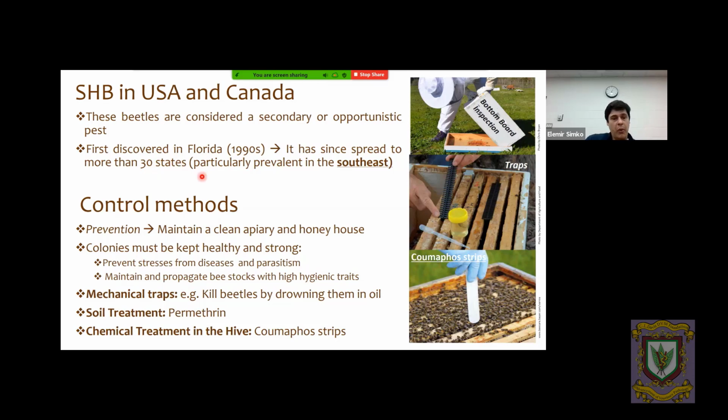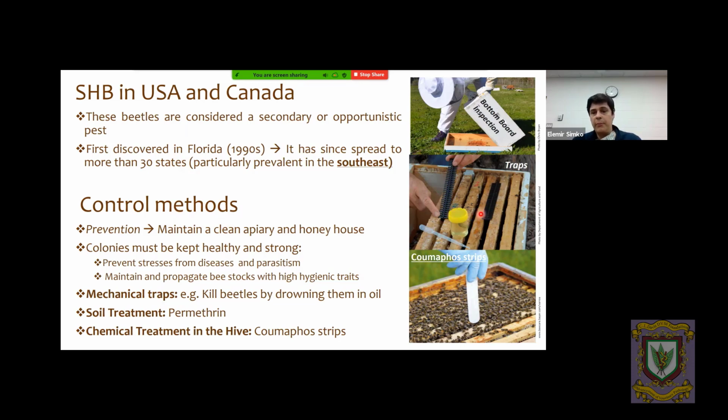So prevent any possible stress, for example, treat bees against parasites and also pathogens, and also try to propagate stocks that present a high frequency of hygienic traits. They're very good at dealing with this kind of pest. When it comes to traps, there are many kinds. I'll talk about this one.